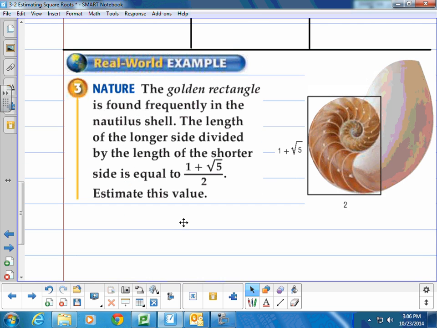Real world example, the golden rectangle is found frequently in the nautilus shell. The length of the longer side divided by the length of the shorter side is equal to 1 plus the square root of 5, over 2. Estimate the value. So first we find the value of the square root of 5.